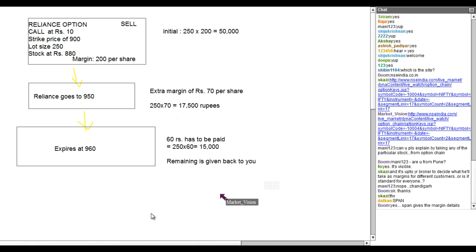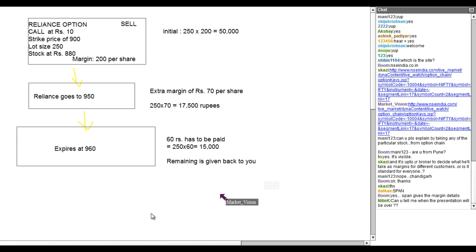So you paid out 50,000 initially, you paid out 17,500 subsequently, and then on the expiry day 15,000 is paid to the option buyer, whoever is on the option buying side, and the remaining is given to you, so that you will get back about 67,000, so about 52,500. Okay.